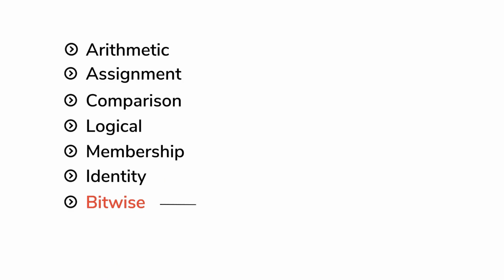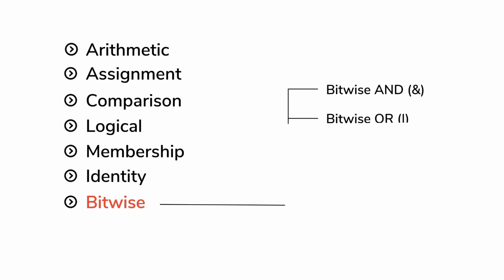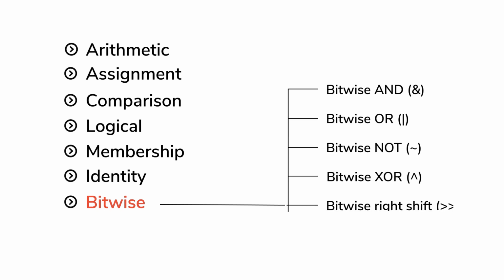The last set of operators are bitwise operators. There are basically 6 bitwise operators: bitwise AND, OR, NOT, XOR, right shift and left shift, which are represented using these symbols. These operators perform bitwise calculations on integers. First they convert the integer into binary format and then perform the respective operation using truth values. Since they convert the number into binary format, these are also called binary operators.